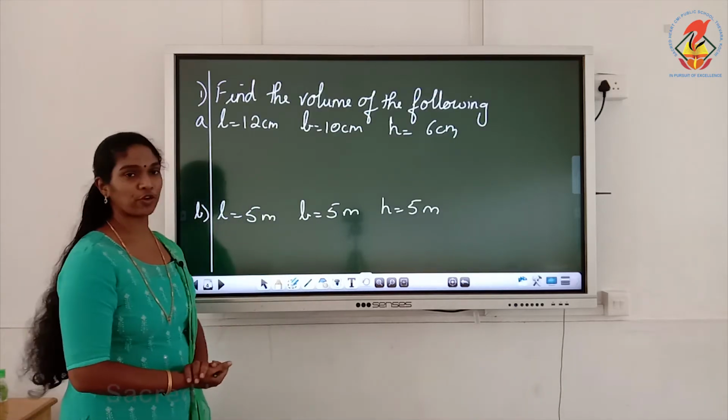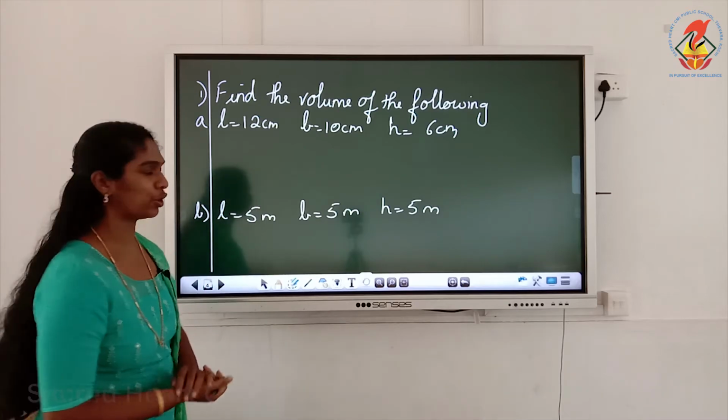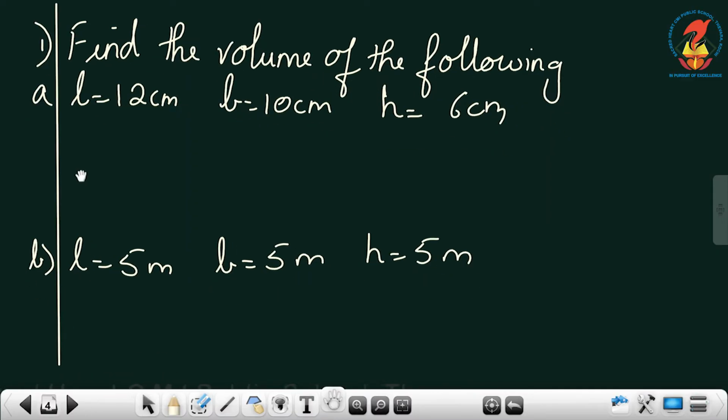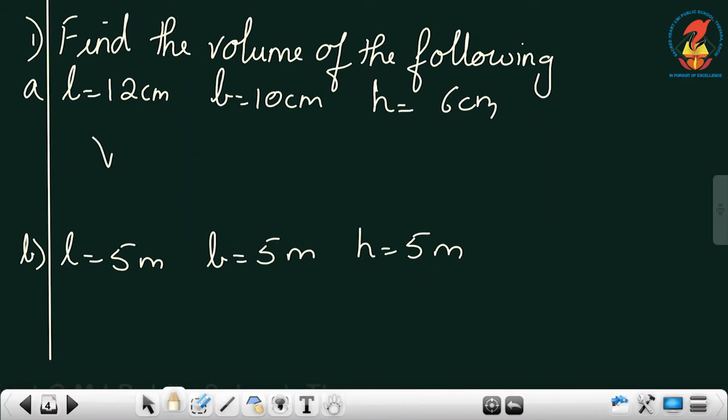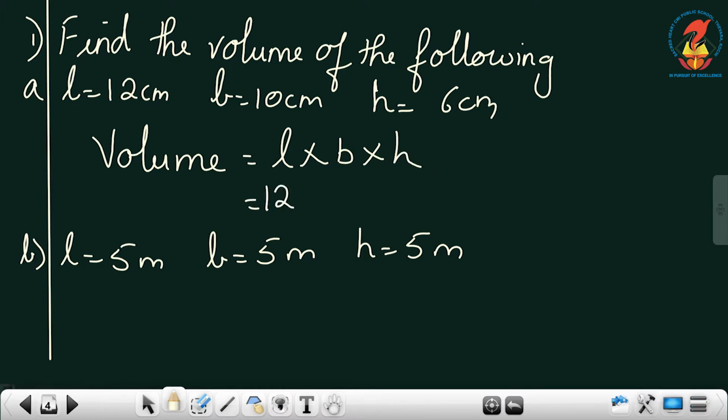Find the volume of the following. Here the length, breadth and height are given to you. So you will write the formula. Volume equal to length into breadth into height. Length is 12, breadth is 10, height is 6.